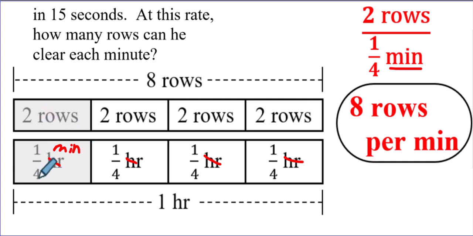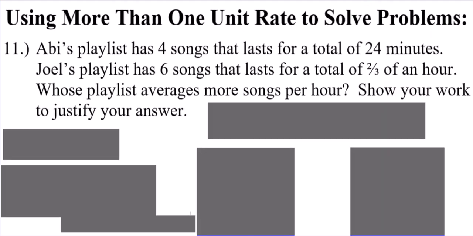So 2 rows is 1/4 of an hour, but we need 1 full hour. 4 quarters makes 1 whole. So I need 2, 2, 2, and 2 to get those full 4 quarters for 1 hour, and that's why the answer is 8 rows per minute. And was I saying hours? Oh, I was just saying hours. Forgive me. I meant to say minutes. You're probably yelling at your computer screen as I said that. Silly Underkoffler. All right, so that's why the answer actually gets bigger. All right, moving on.